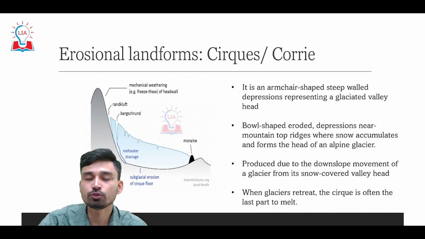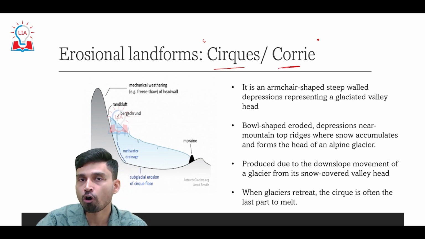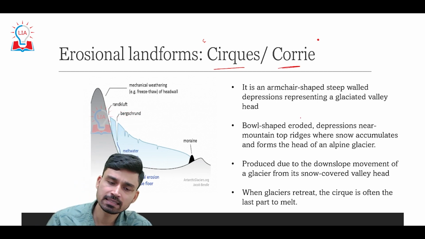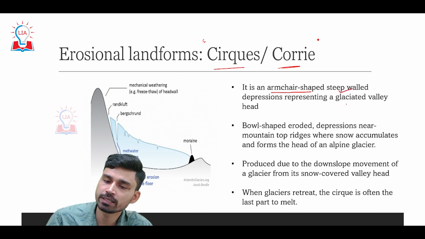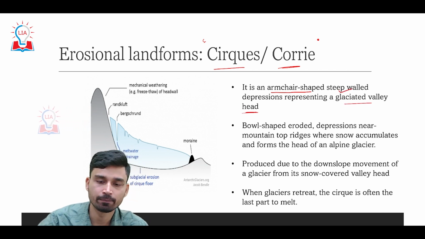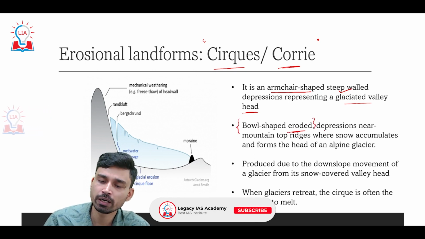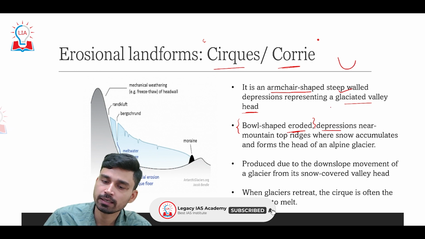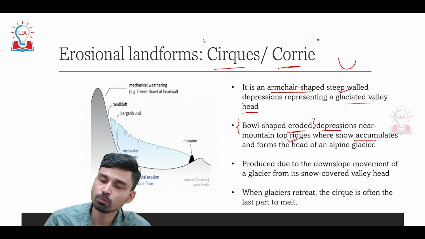The third and one of the most important landforms that develops in the glaciated region is what we can call Cirques, or as called Corrie in the Scotland region. This is simply an armchair shaped steep wall depression that represents a glaciated valley head. Many times it also takes a bowl kind of shape. It is heavily eroded, a depressed feature that develops near the top ridges of mountain, where we have snow accumulation at the head of an alpine glacier.